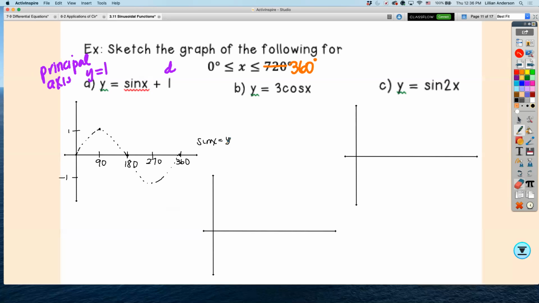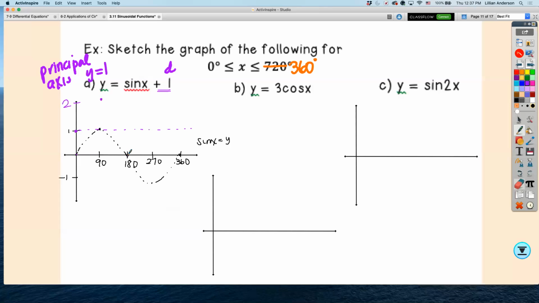But to graph y equals sine x plus 1, my principal axis that was originally at 0 is now at +1, which means this entire graph has been shifted up 1 unit. So this starting point at 0, 0 is now where? 0, 1. This point at 90, 1 is now where? I have to go up. I shifted up 1 unit, so it'll be at 90, 2.